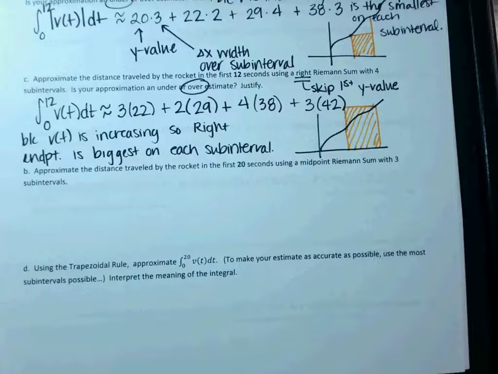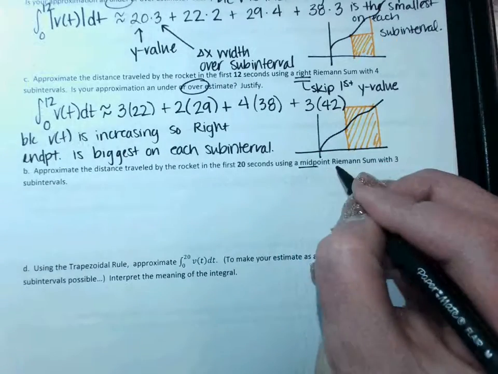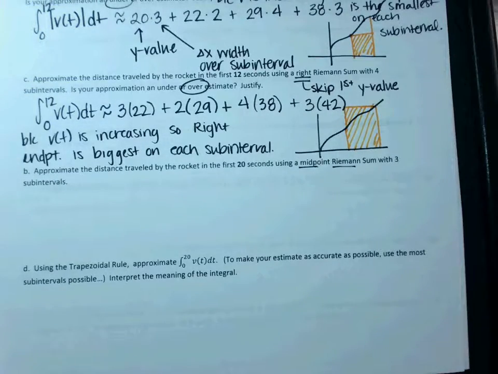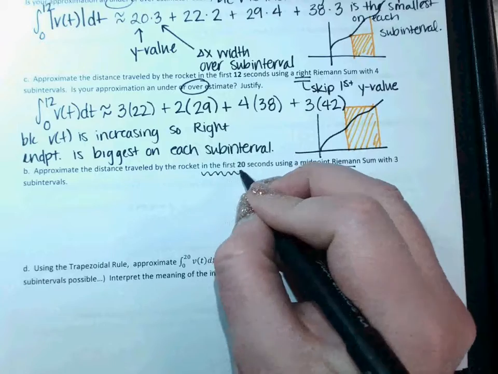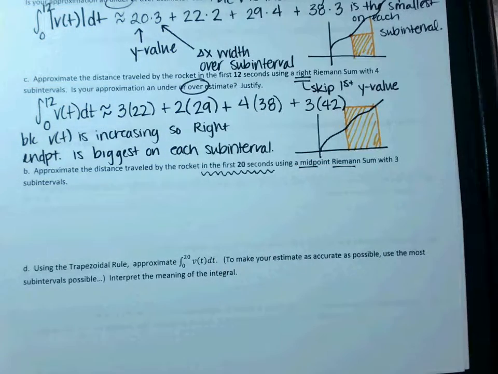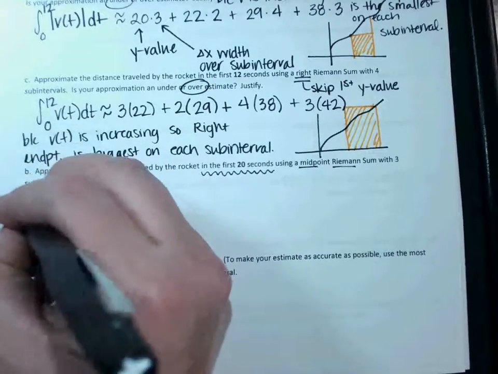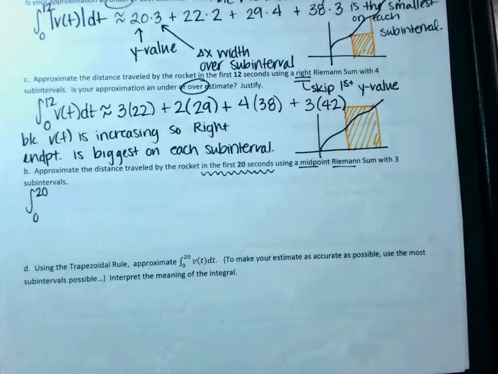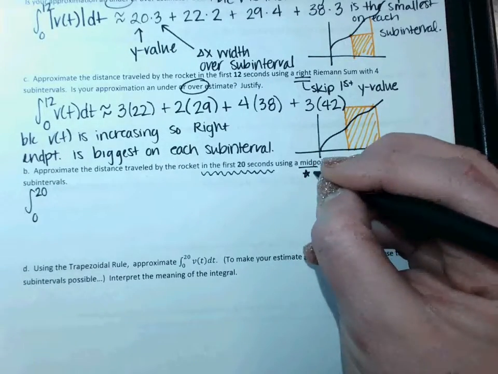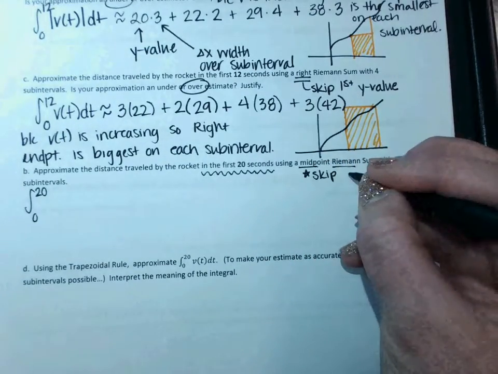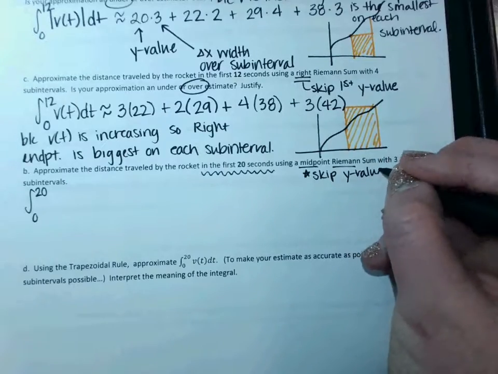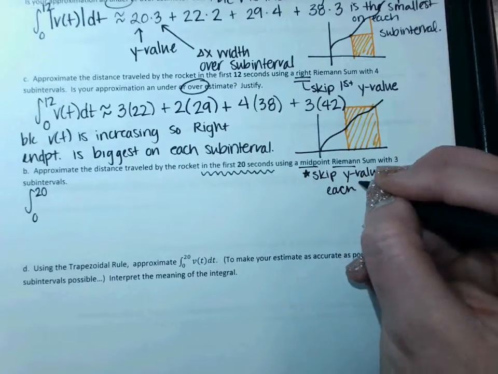Okay, part B, we're doing a midpoint Riemann sum. How far are we going to integrate on this one? Look at your time. In the first what? 20 seconds. So what's going to change on my integral symbol? Instead of going 0 to 12, I'm going from 0 to 20. And then remember, for a midpoint, I'm going to put a little star here. Remember, you have to skip one. Skip a y value each time.